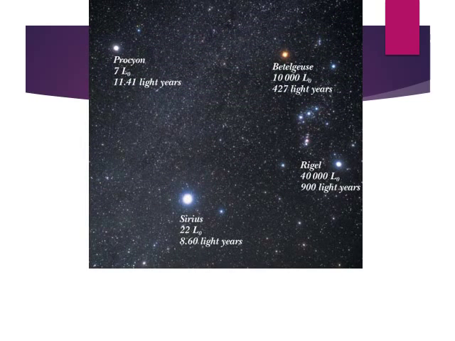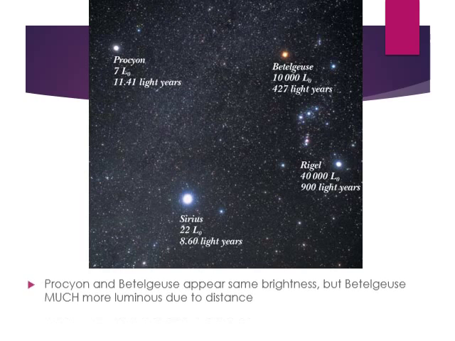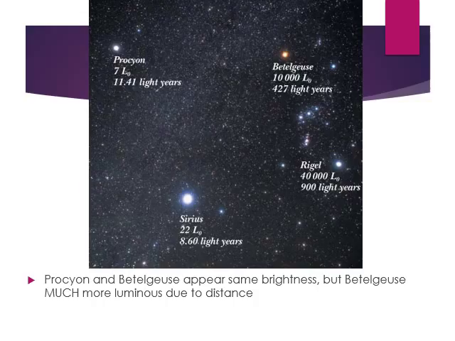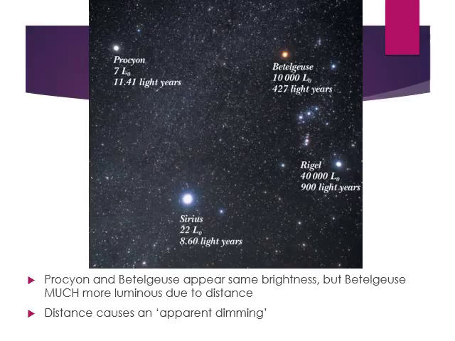Here's some stars close to the Earth. We've got Procyon, Betelgeuse, Rigel and Sirius. Procyon and Betelgeuse appear the same brightness, but Betelgeuse is much more luminous as it is much further away. We can see that it's 427 light years as opposed to Procyon's 11.41 light years. The distance causes an apparent dimming.